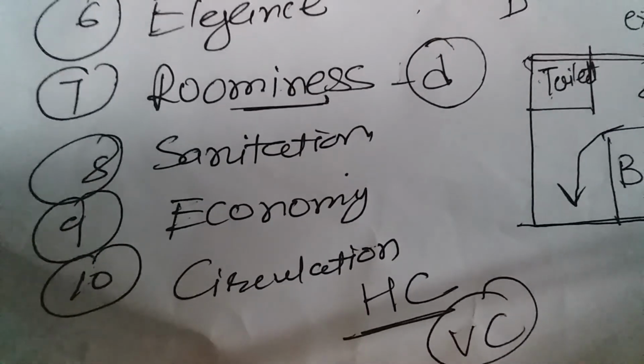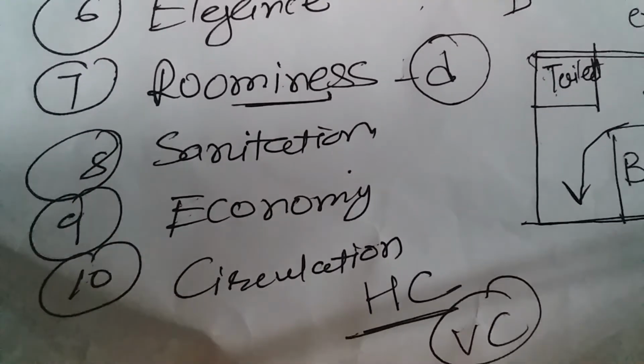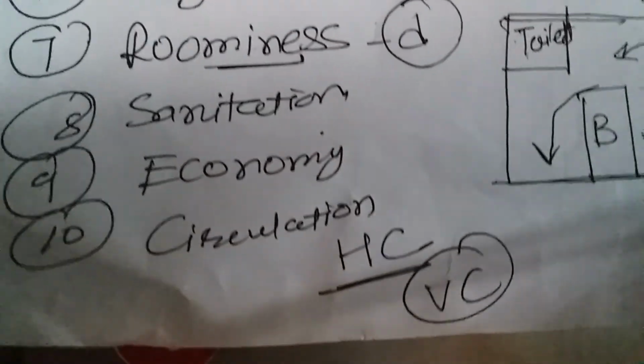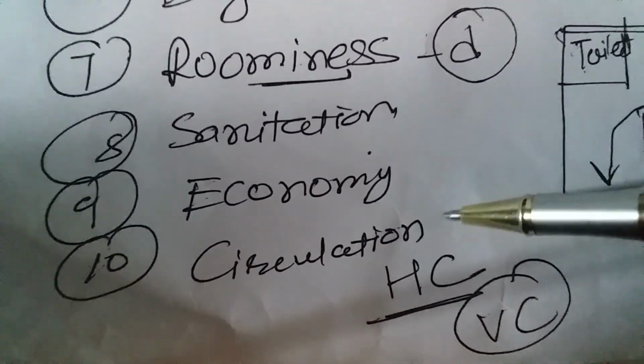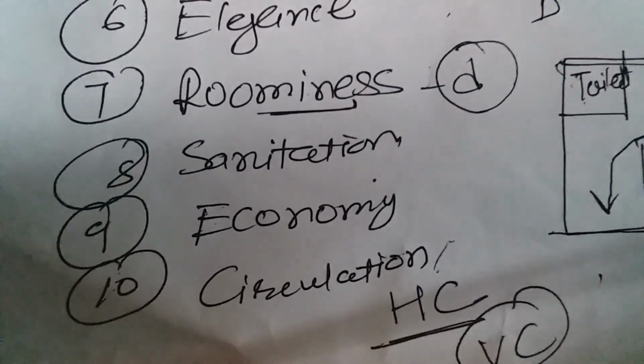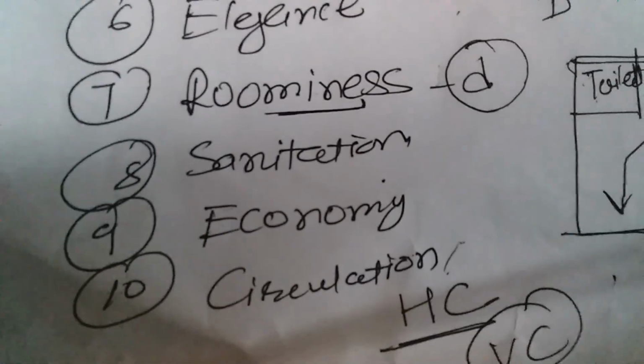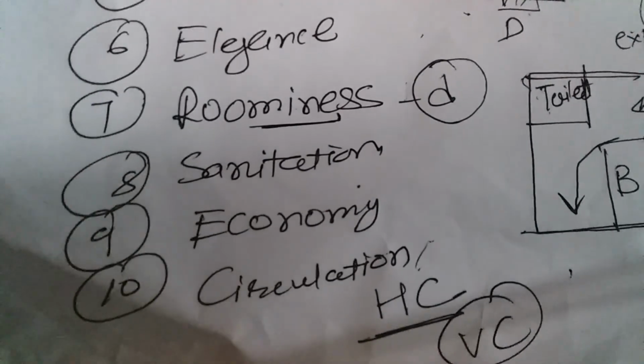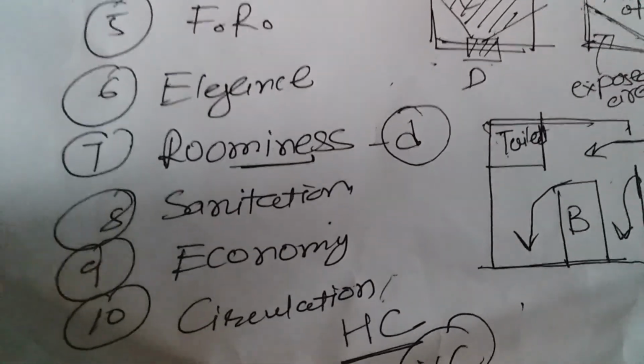Circulation in a building means access of internal through space, and this is divided into two types: horizontal circulation and vertical circulation. So try to learn from this video about the principles of building planning.